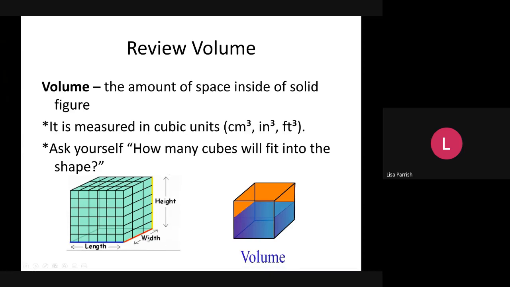You're measuring or multiplying 3 dimensions instead of just 2. For just a rectangle, we did length times width, but for the volume of a rectangular prism, we're doing length, width, and height. So make sure when you write your answers, when you key your answers in today, you're using those cubic units, not squared.